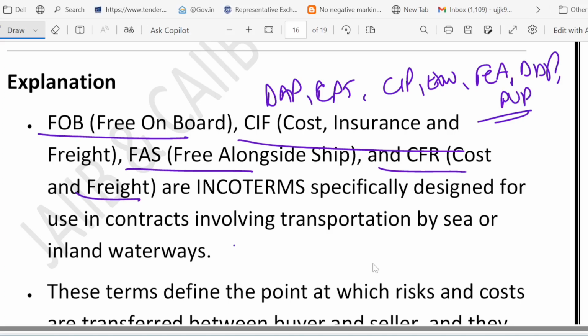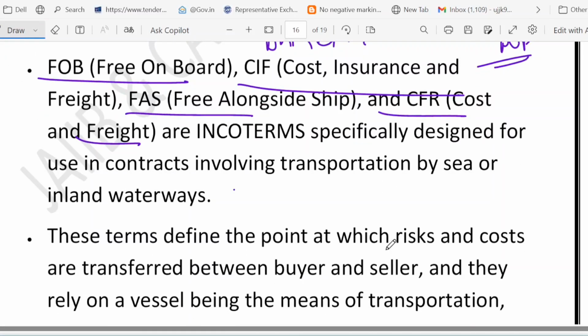We have a detailed lecture on these Incoterms. I have explained in a very lucid manner each and every Incoterm, what they mean, and in which case seller has the maximum responsibility, buyer has the maximum responsibility. We have covered in detail in our video lesson. You can go through them.